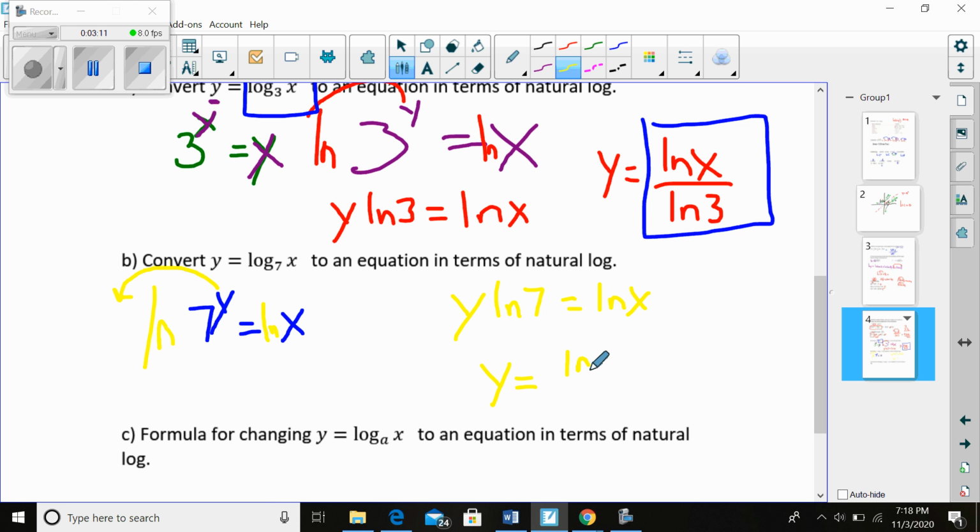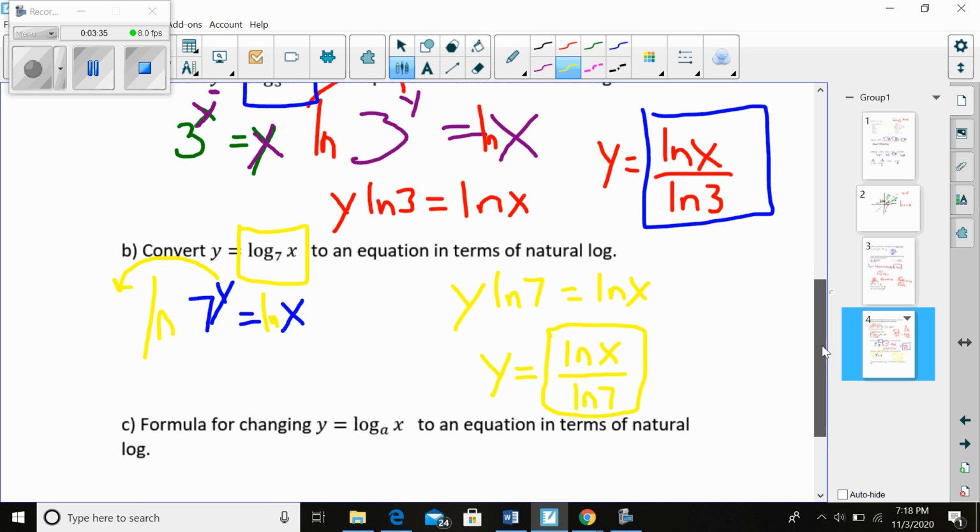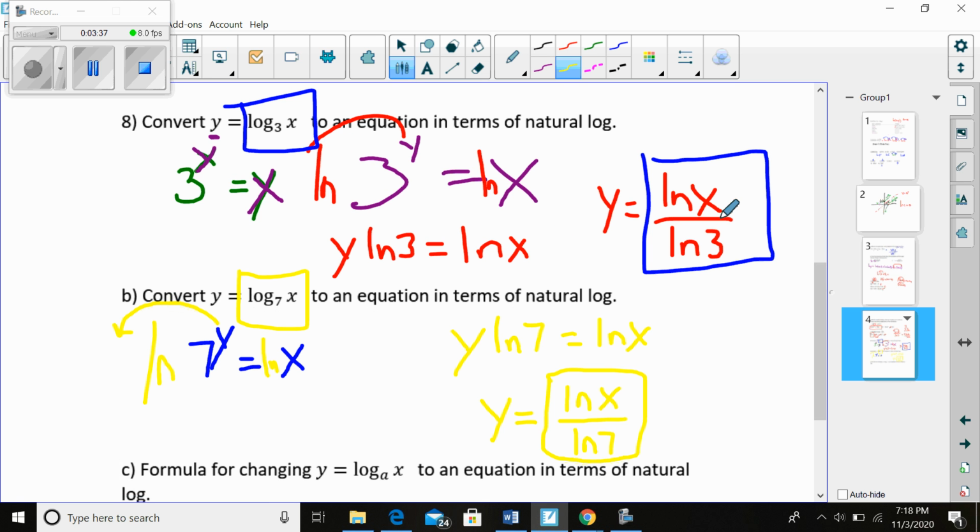So, do I notice anything? Could I summarize a nice, easy way to change a log of some base to a natural log? Compare this to its answer. Compare this to its answer. It's probably not too hard to see.